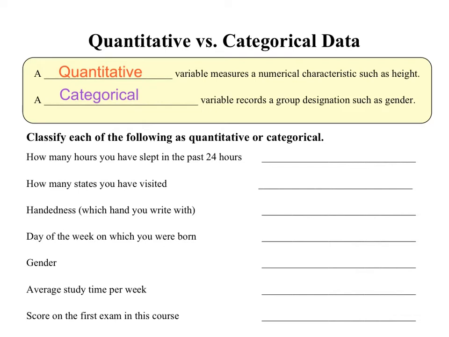So for this first example, it says how many hours you have slept in the last 24 hours. So we're talking about some numerical characteristics, so that would be quantitative. How many states you have visited, that's also dealing with a numerical characteristic, so that would also be quantitative. And the third one here, handedness, so which hand that you write with, so left-handed versus right-handed, we are grouping people into different places, so that would be categorical.